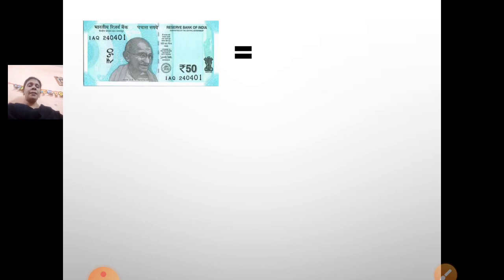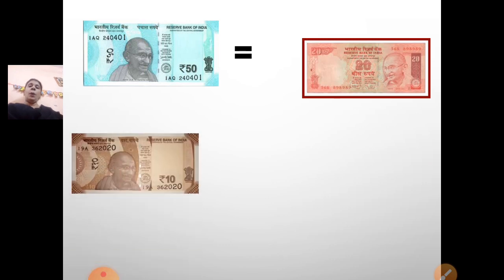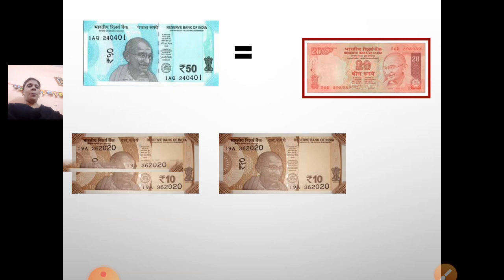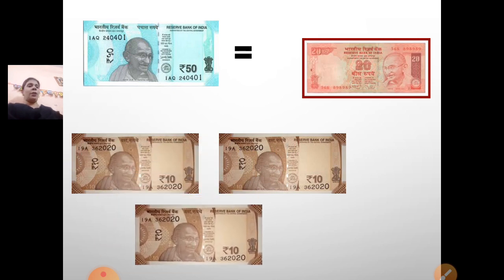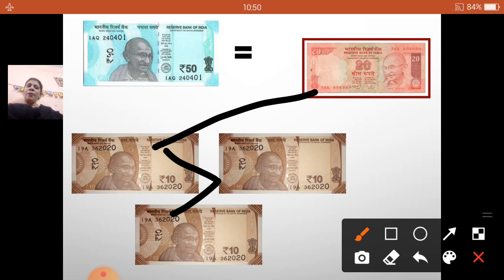Now one more 50 rupees. Now what change are you going to give? Let us see. One 20 rupee note, one 10 rupee note, one more 10 rupee note, and one more 10 rupee note. Now let us count and see, children, whether it comes to 50 rupees. 20 plus this 10 will be 30. 30 plus this 10 will be 40. 40 plus this 10 will be 50. That means one 20 rupee note and three 10 rupee notes will make 50 rupees.